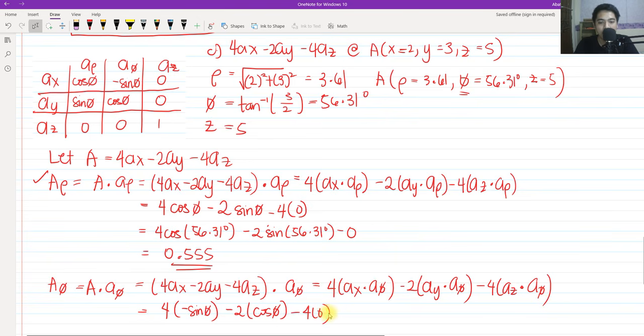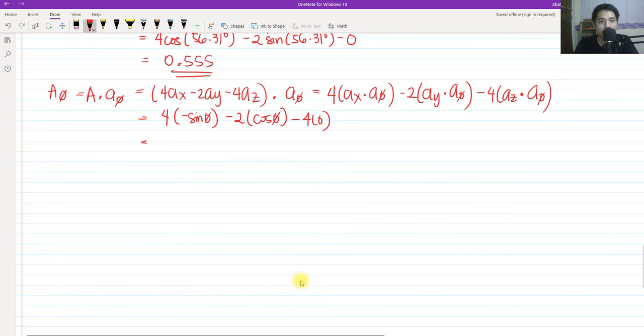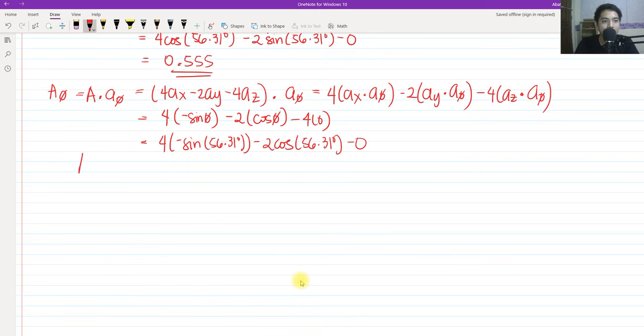Minus 4 times 0. So we need to evaluate. We have 4 negative sine of 56.31 degrees minus 2 cosine of 56.31 degrees minus 0. So upon evaluating, we get the component of A sub phi, and that becomes negative 4.44.